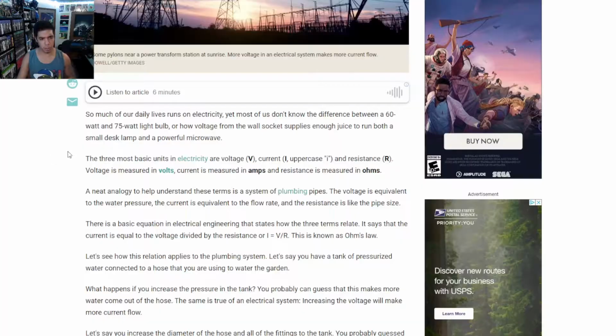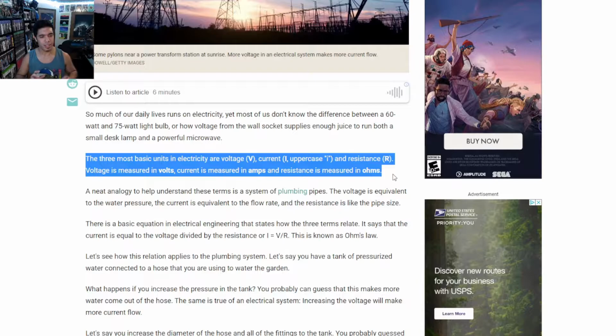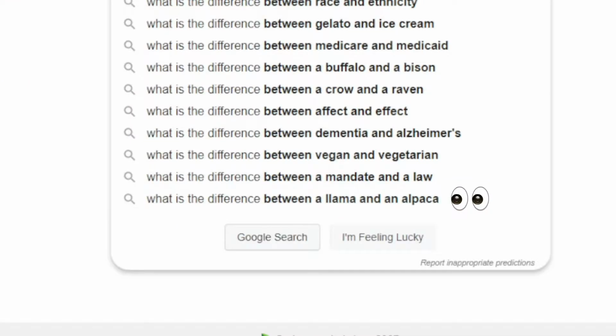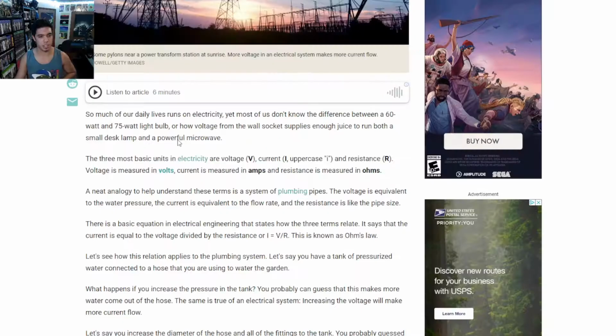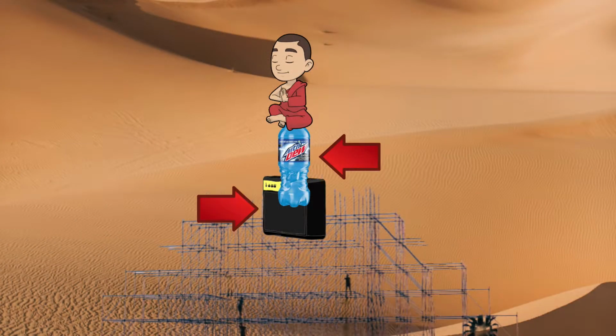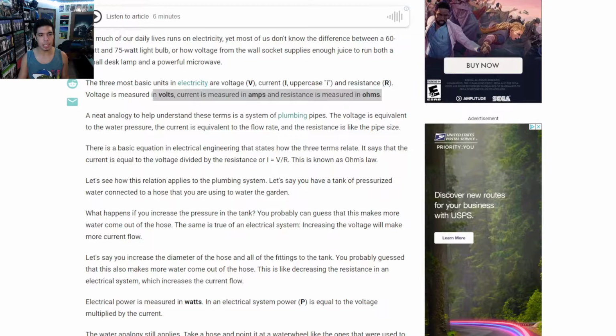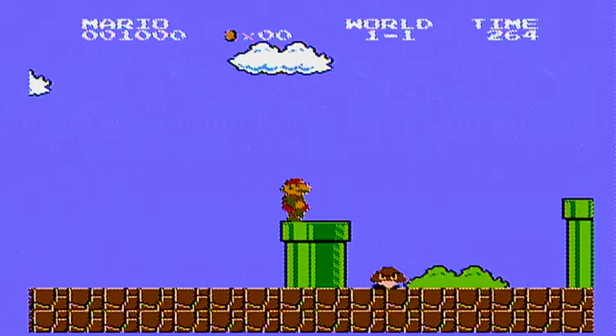But looking ahead to the next paragraph or two, we can see that it's already asking questions that I had originally posed at the beginning of the video, which is talking about the difference between the 3 most basic units, volts, amps, and ohms. They proceed to talk about the neat analogy to help understand these terms in a system of plumbing pipes.